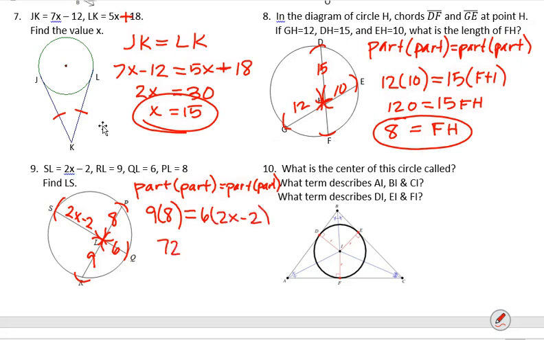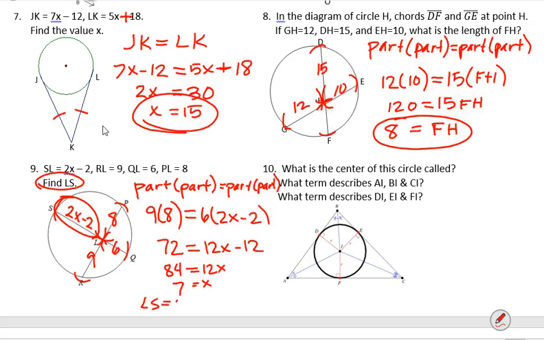So this is going to give us 72 here. It's going to give us 12x minus 12. Going to add 12 to both sides. When we do that, that gives us 84. And then we're going to divide both sides by the 12. So that tells us x is equal to 7. Now this time it asks us for LS, which is this length right here. So we've got to do LS equals 2 times our 7 minus 2. That's 14 minus 2, that's 12. So that's our answer there.